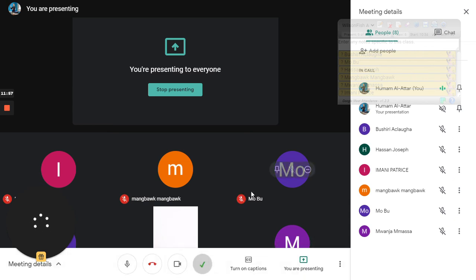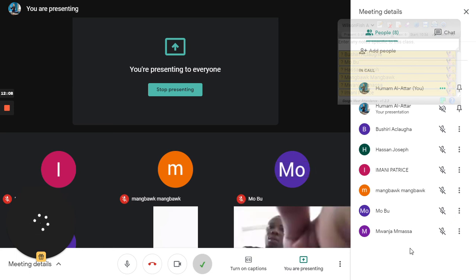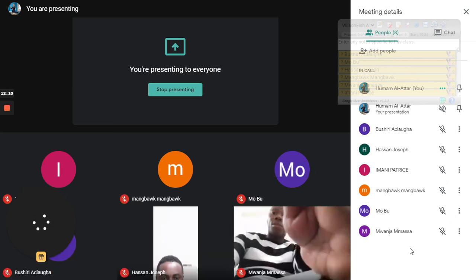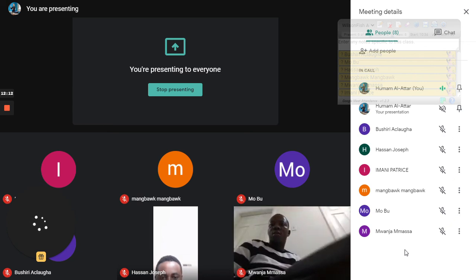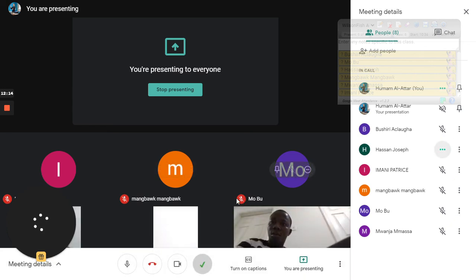You'll see a microphone like this one, okay, right here. It will be red and it has a line in the middle. So click on it so you will be able to speak. Okay, so click on this icon here, your microphone.